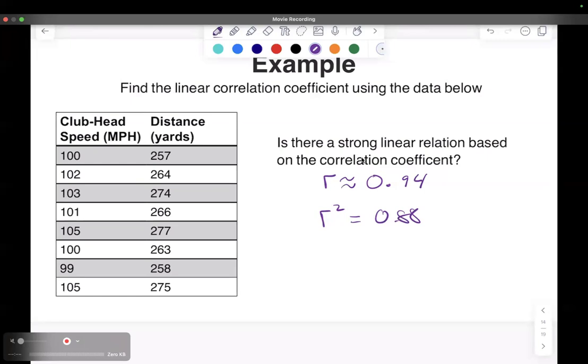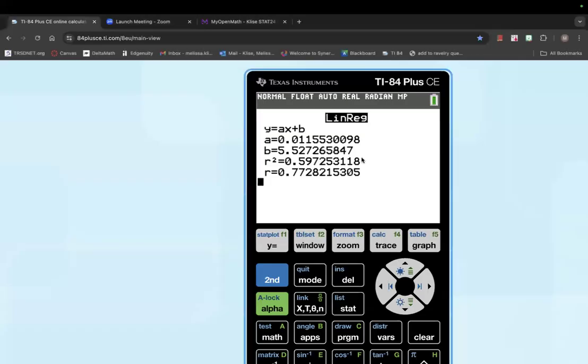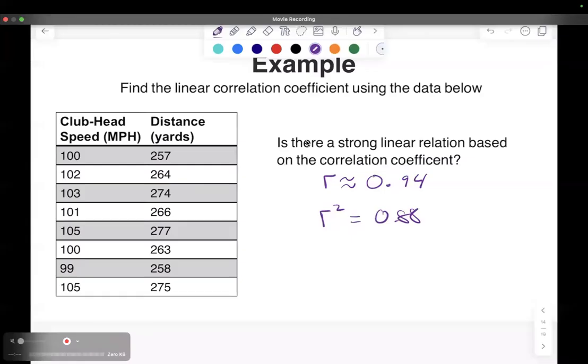Questions on this before we move on? I have a question. Looking at the calculator, B is the slope, right? No, the B is the y-intercept. Oh, that's the y-intercept. Okay, so the A would be the slope. Okay, so this would be a positive trend, right? Yes, because I have a slope of 3.166. So that's a positive slope.